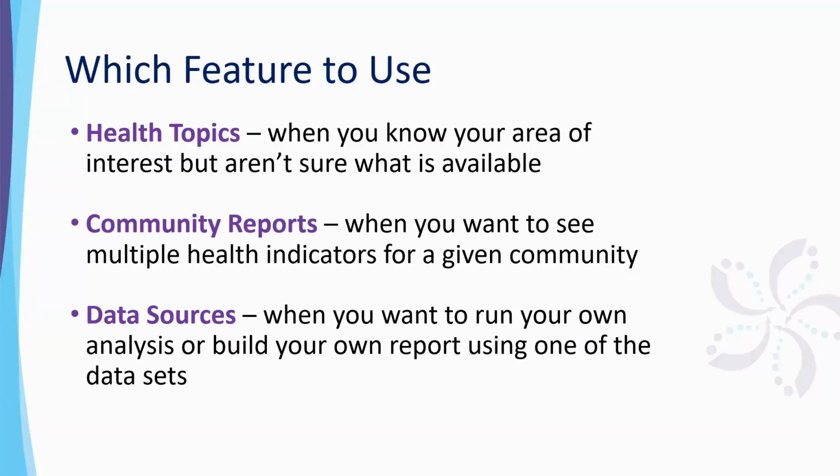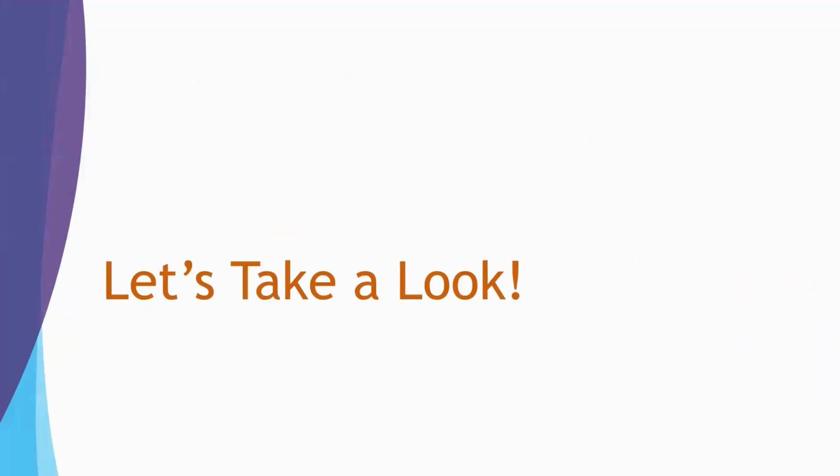So just to summarize those 3 ways of exploring the data on HHDW, health topics can be used when you know your area of interest but aren't sure what data is available. Community reports are helpful when you want to see multiple health indicators for a given community and compare how they are doing with the state. And last, when you know what data you're looking for, you can go directly to the data source or build your own report where you can run your own analysis and build a customized report, showing the data in a way that's most relevant to your needs.